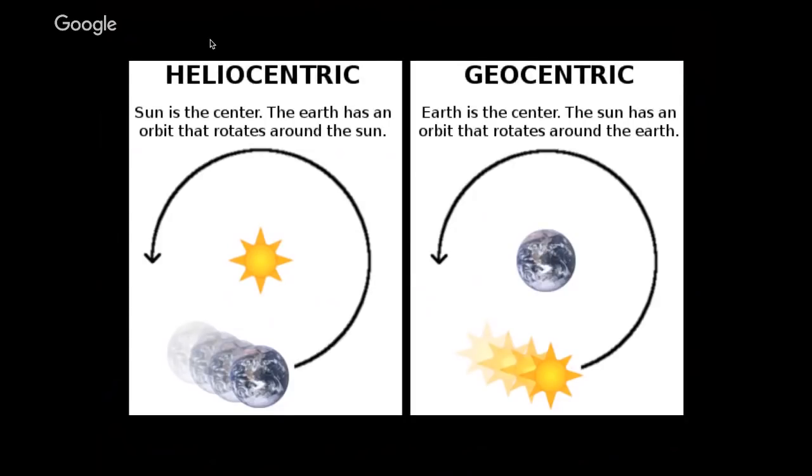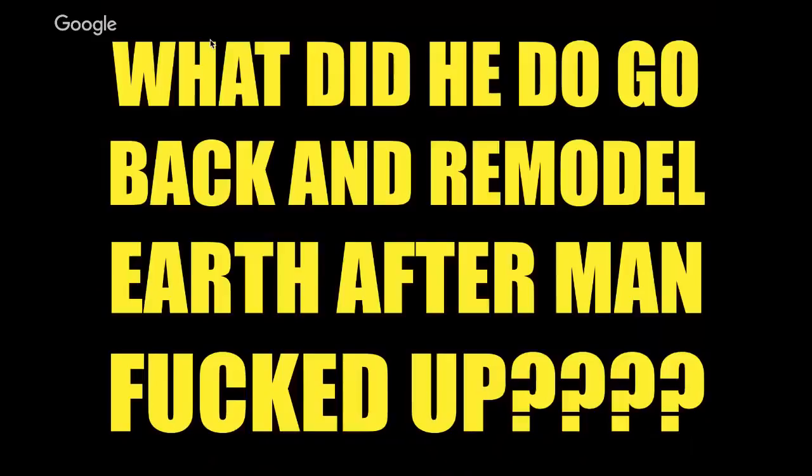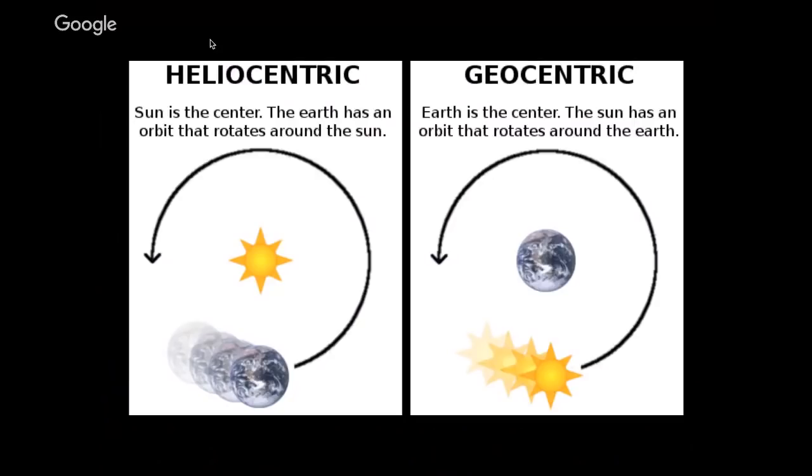All right, heliocentric versus geocentric. Okay, in heliocentric, the sun is the center. The earth has an orbit that rotates around the sun. Geocentric is earth-centered. Okay, earth is the center. The sun has an orbit that rotates around the earth. So we know for a fact, even when we look at the symbol of Ra, that the Egyptians were heliocentric, while flat earthers are geocentric. So we keep bringing this distinction for anybody to believe that the Egyptians thought like the flat earthers.